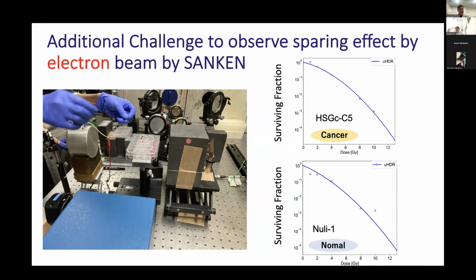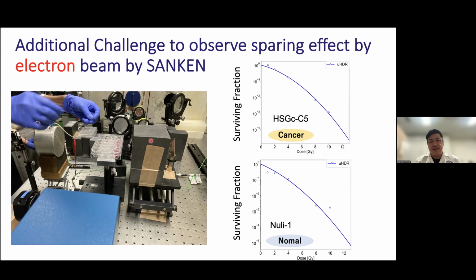By analyzing these results, we can attempt to find the essential mechanism of the flash effect. So this project has already started, and cell experiments have already been conducted using our facility, the L-band LINAC, and we intend to start full-scale experiments above 12 gray, where the sparing effect is expected.